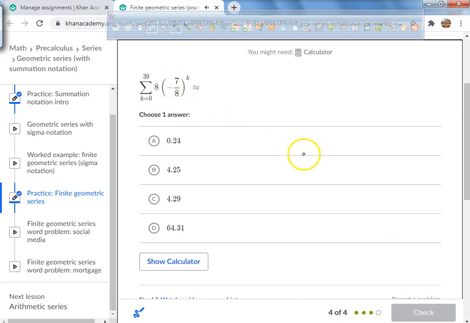And then, of course, you get ones like this. All you got to do is just literally type it in exactly as it appears in the calculator, and you'll get the answer. So that's about it.